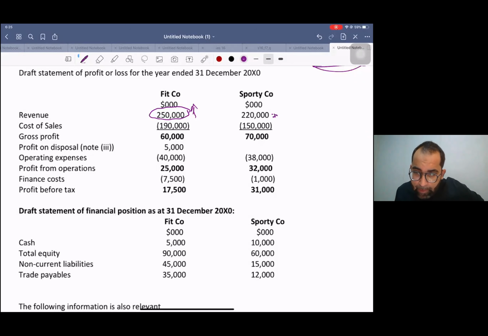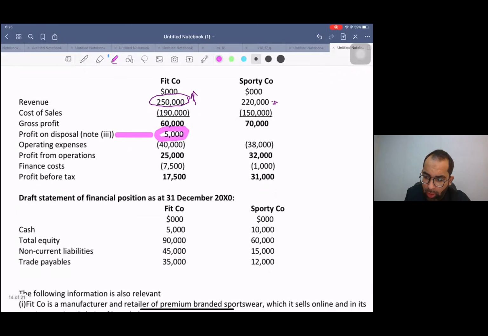Now what thing do you find one-off? There is a one-off thing. See, there is no gain here, but here there is a gain on disposal. This is a one-off thing in Fit company, but this is not in Sporty company. Now operating expenses, profit from operations.